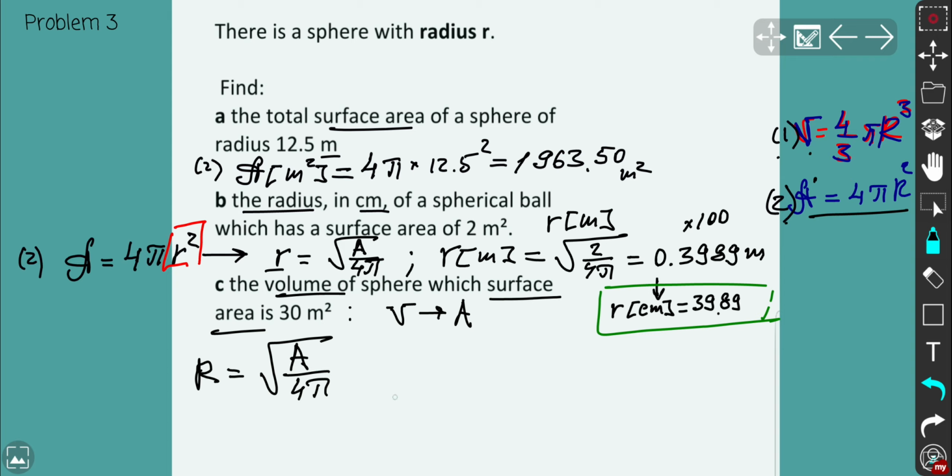And then what I'm going to do, I want to plug it into the formula for the volume. So basically I plug that into formula 1. Let's see what I have then. V is going to be 4 over 3 pi, and instead of radius cubed, I'm going to have the square root of A over 4 pi to the power 3.